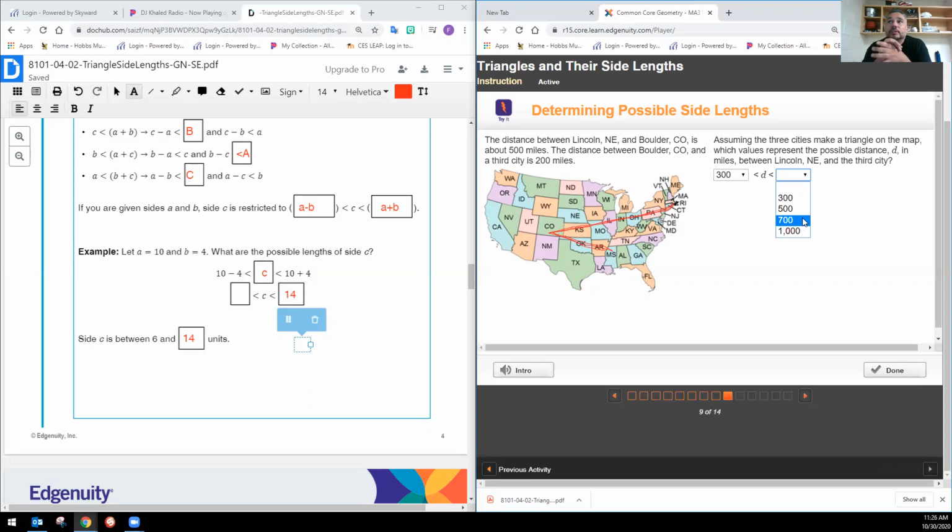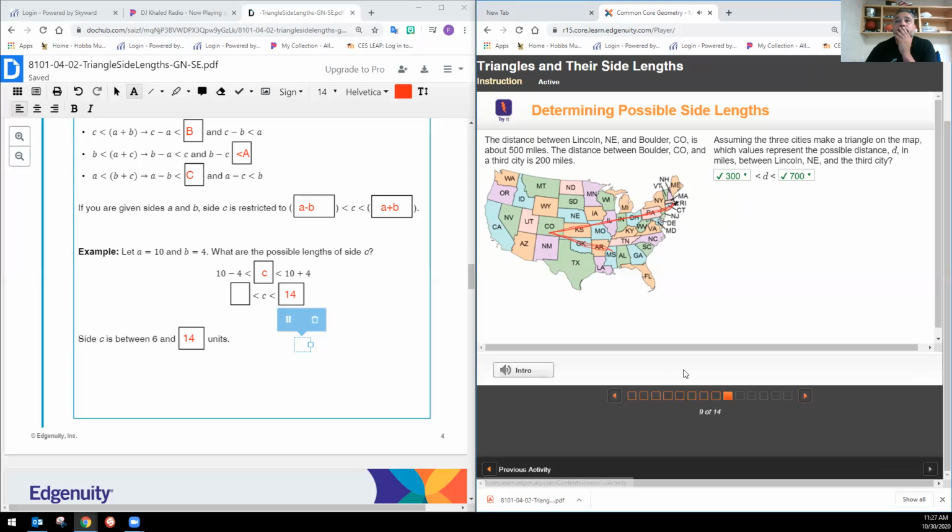So let's see, would that be A and B are 1,000? And 5 and 2 is 7. Sorry, guys, 8, I don't know what I'm thinking. 5 and 2, 5 minus 2 is 300. 500 plus 200 is 700.